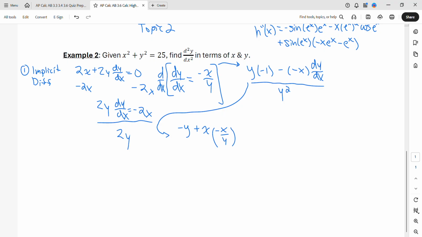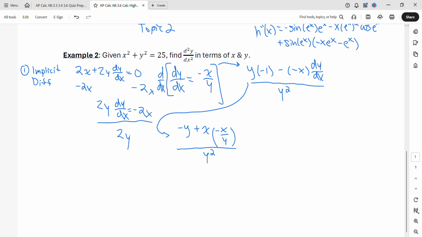Because that's what dy dx equals. It's negative x over y divided by y squared. Now, I have an expression up here. What do I need to do with this numerator to make it look simpler? Combine it. Yes, but how am I going to do that?